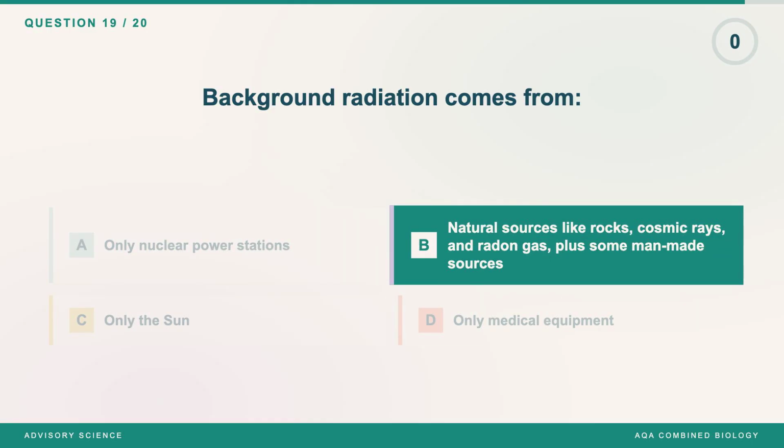The answer is B, natural sources like rocks, cosmic rays, and radon gas, plus some man-made sources. Most background radiation is natural. Radon gas from rocks is the biggest UK source.